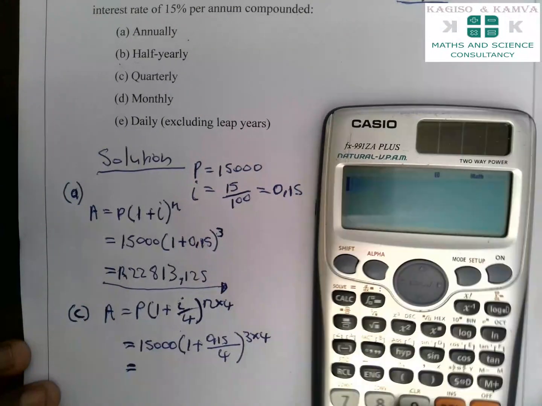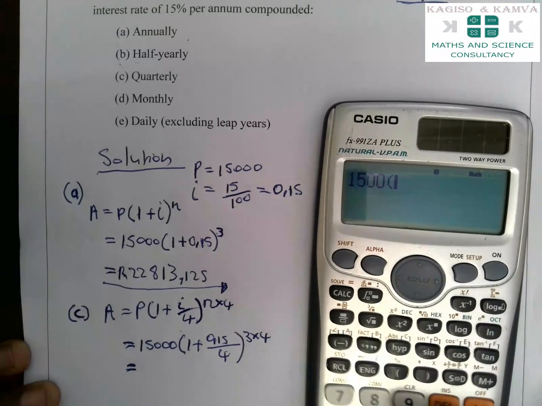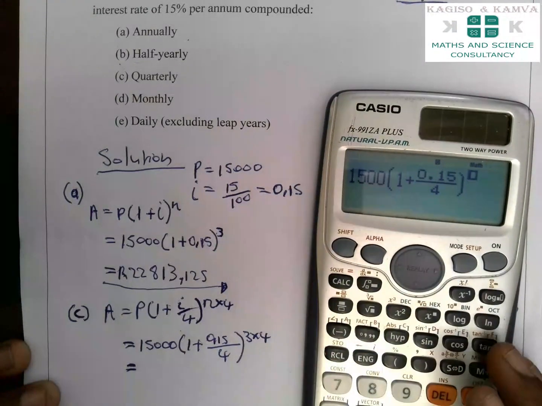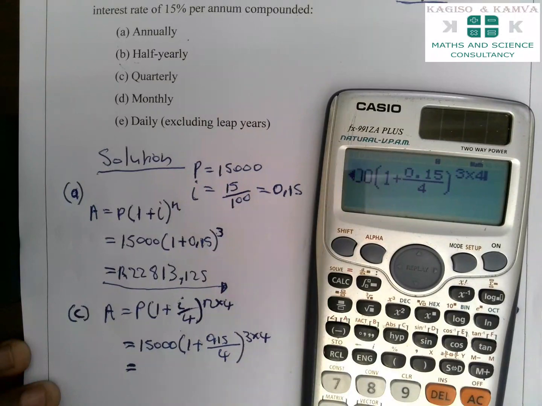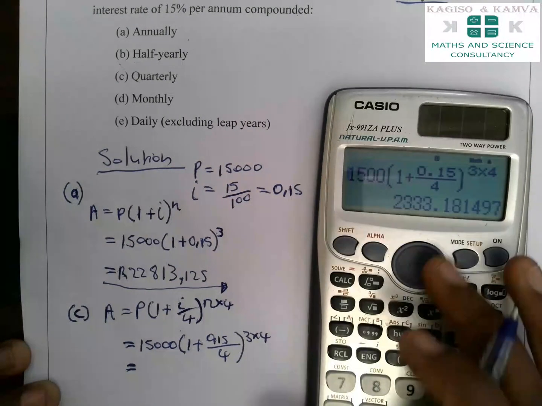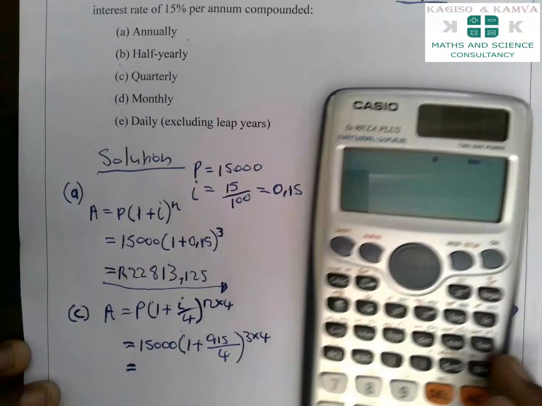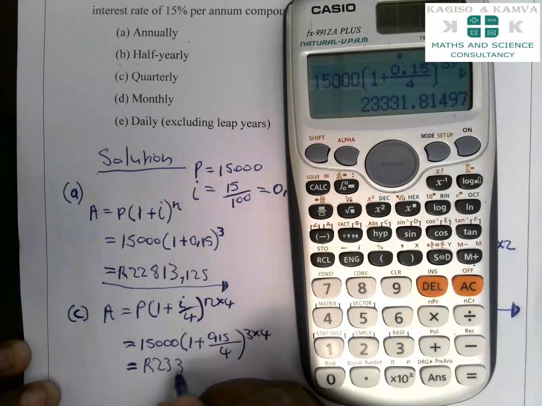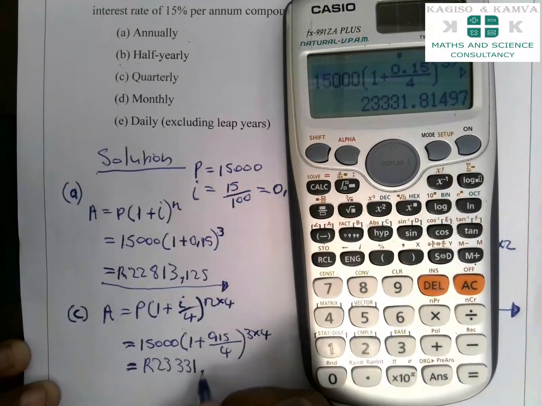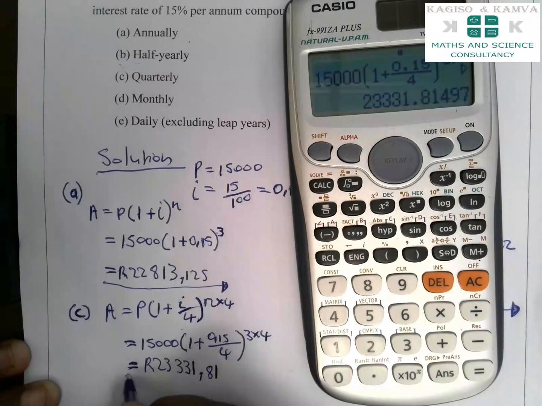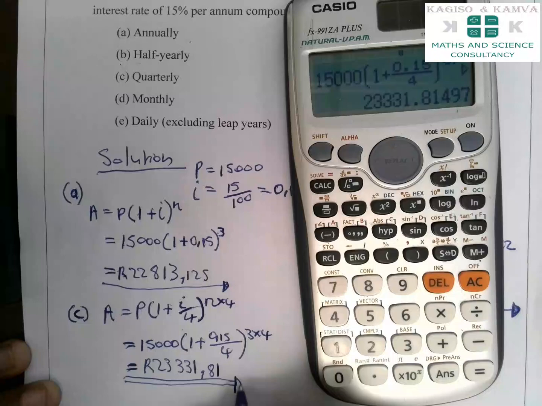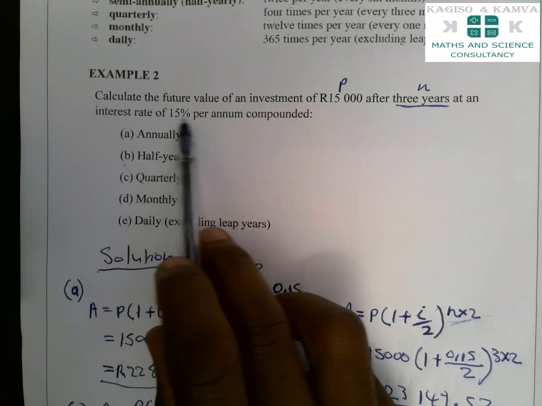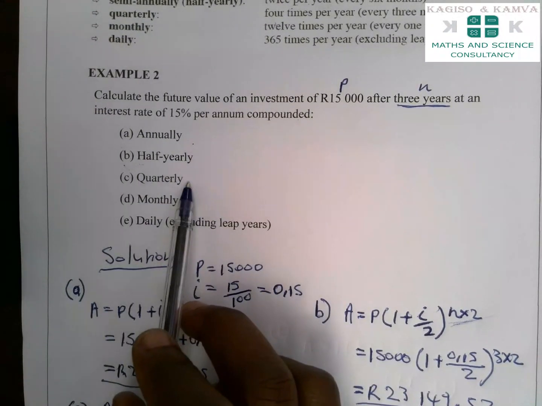So that will be 15,000 (1 + 0.15 divided by 4) to the power 3 times 4. No, this is supposed to be 15,000. When I get 23,331.881. So this is going to be the accumulated amount if the same interest of 15% per annum is compounded quarterly.